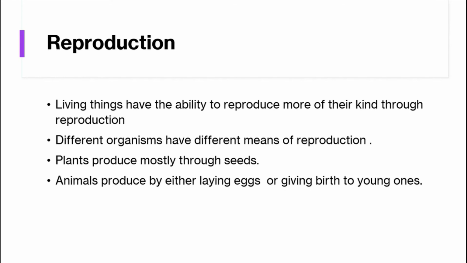Now let's learn about the reproduction. Living things have the ability to reproduce more of their kind through reproduction. Different organisms have different means of reproduction. Plants reproduce mostly through seeds. Animals reproduce by either laying eggs or giving birth to their young ones.